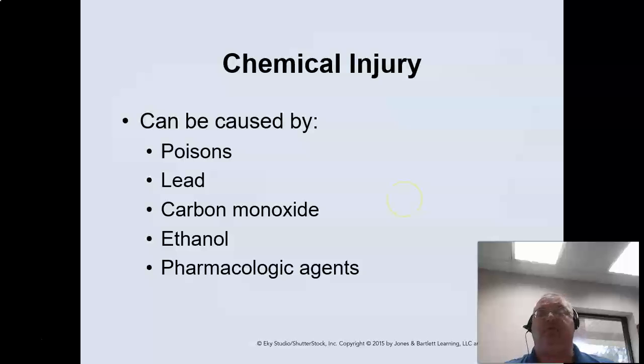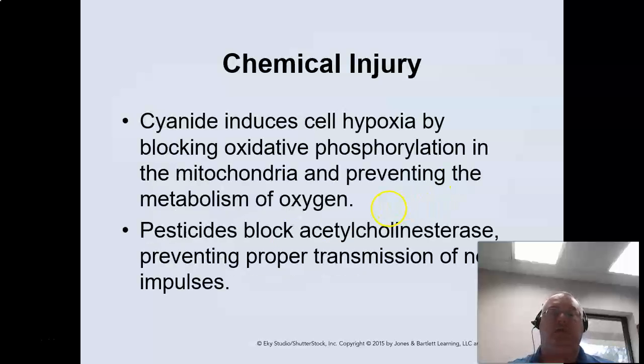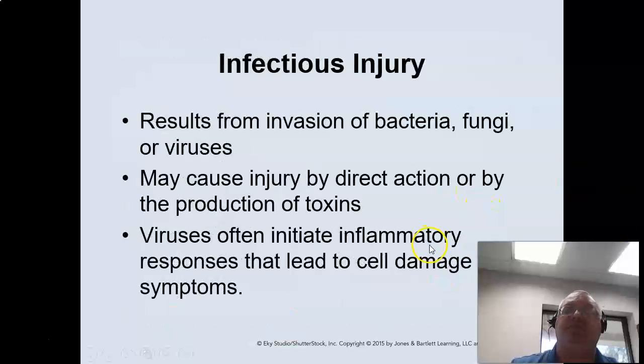Chemical injury, again, is something that's not supposed to be there, but is. Your chemical injuries, remember, like cyanide, cause hypoxia because it blocks the ability of the mitochondria to actually metabolize the oxygen. As a matter of fact, death from cyanide is fairly quick. Pesticides can, again, stop proper nerve transmission, and that's one of the biggest problems with our pesticides, is that they affect our central nervous system and the nerve impulse transmission.